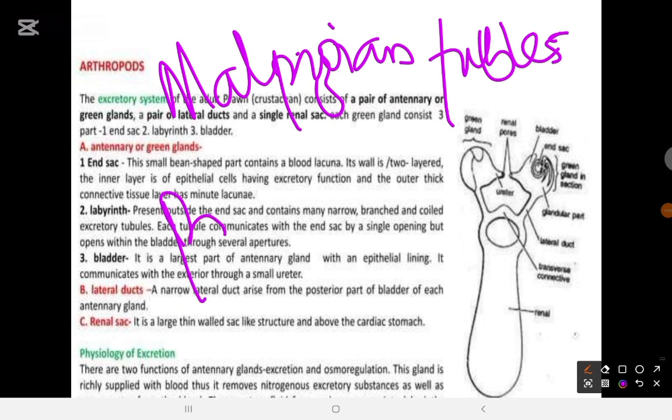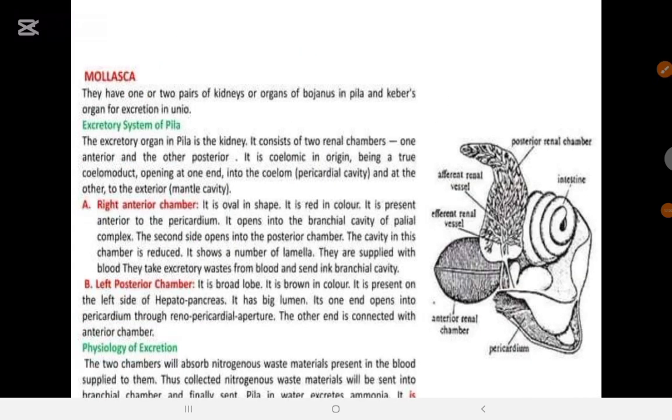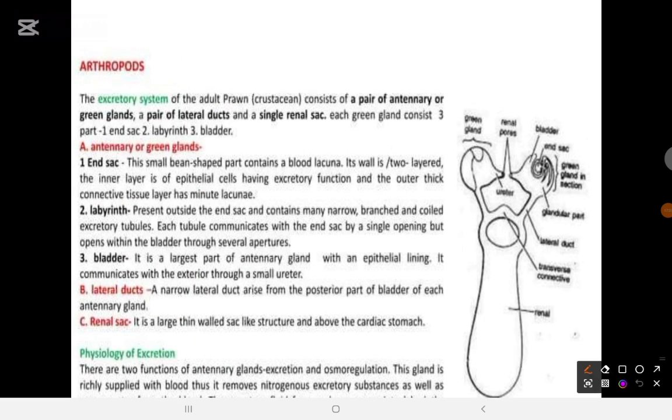So prawns use... I don't think I talked about the Malpighian tubules here. But we'll cover it. Now, Malpighian tubules generally are tiny tubes, and they float freely in the body of the insect. You understand now? So what they do is they soak waste from the blood. The blood of the insect is called the hemolymph.